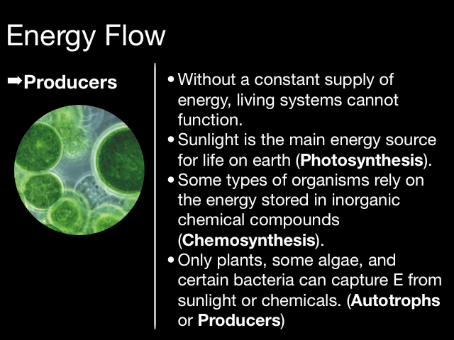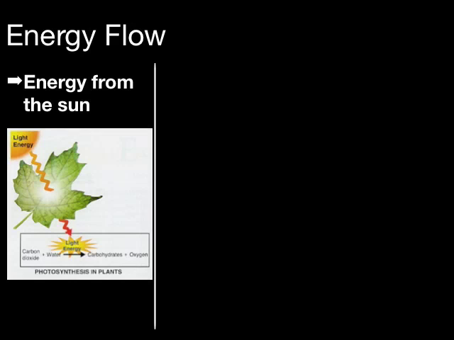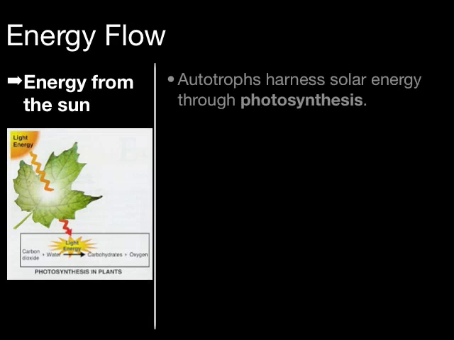Some types of organisms rely on the energy stored in inorganic chemical compounds and use a process called chemosynthesis to process chemicals and make their food. Now, only plants, some algae, and certain bacteria can capture energy from sunlight or chemicals, and we call these things autotrophs, or producers. Autotrophs harness solar energy through a process called photosynthesis.